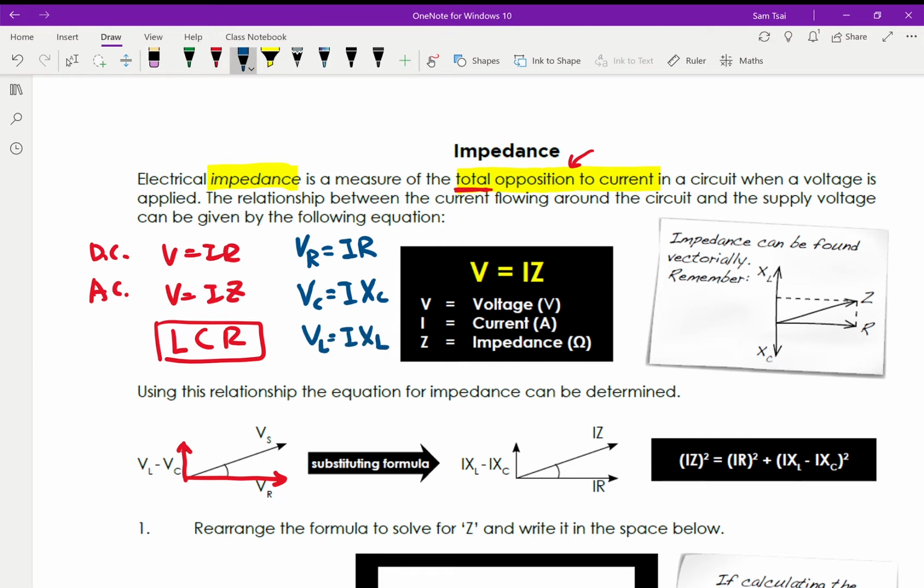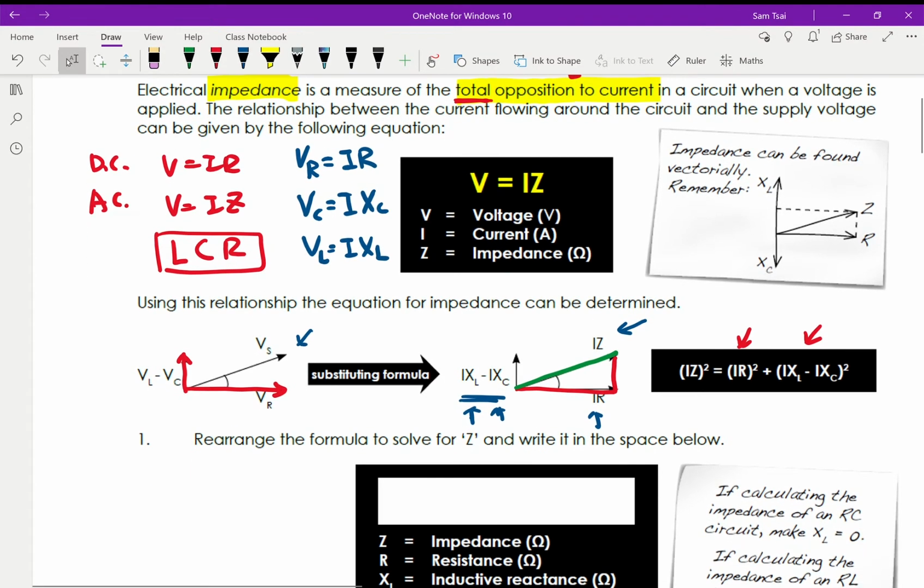If we apply these to the phasor diagram here, we can see this is VL minus VC, and this is VR. The total result will be VS, or VS equals IZ. From trigonometry we know this is IR squared plus IXL minus IXC squared, which equals IZ squared.